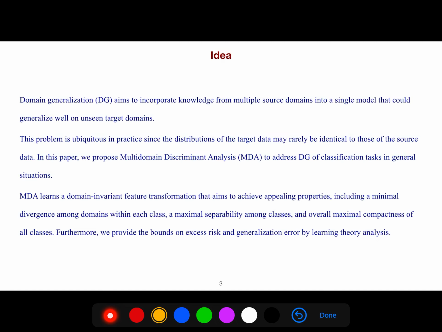In this paper, we propose multi-domain discriminant analysis to address domain generalization of classification tasks in general situations. Multi-domain discriminant analysis learns a domain invariant feature transformation that aims to achieve appealing properties, including a minimal divergence among domains within each class, a maximal separability among classes, and overall maximal compactness of all classes.